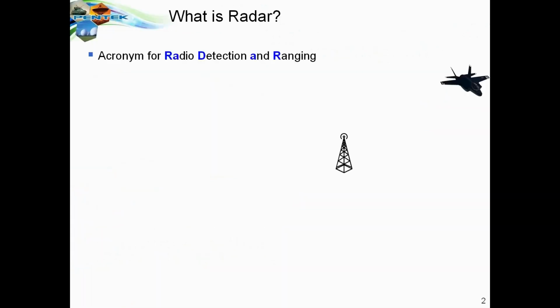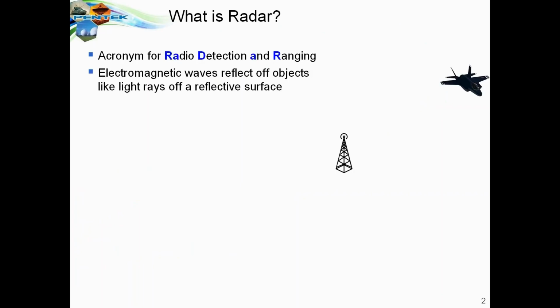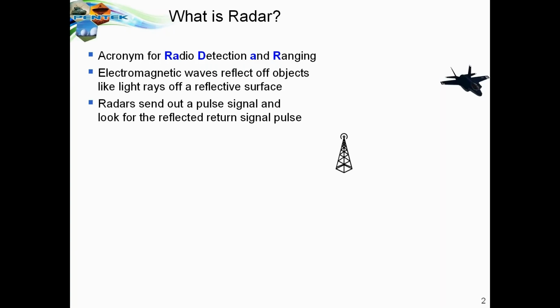What is radar? Radar is an acronym for radio detection and ranging. As you may know, electromagnetic waves reflect off objects like light rays reflect off a reflective surface. Radars send out a pulse signal and look for a reflected return signal pulse.